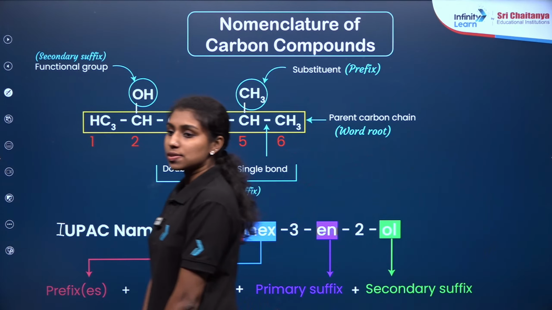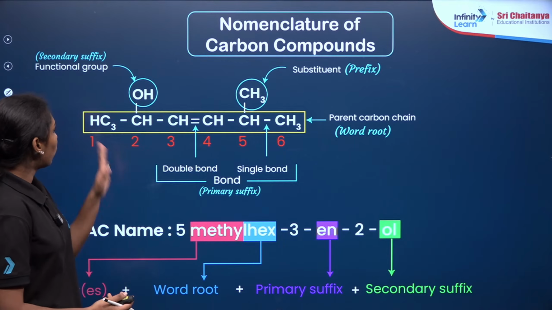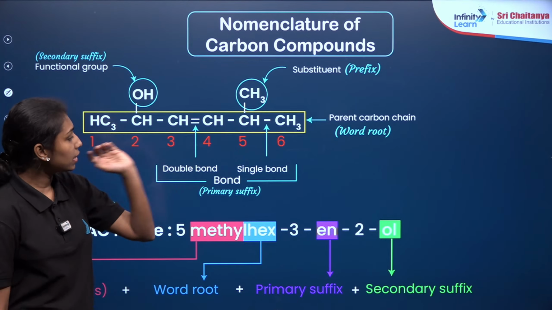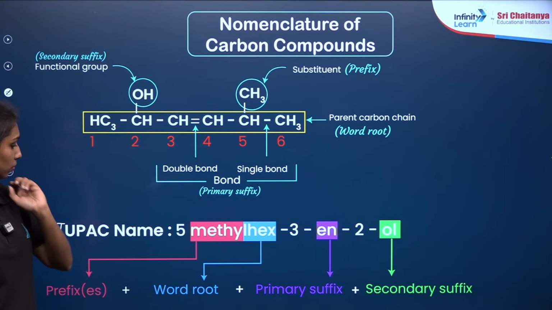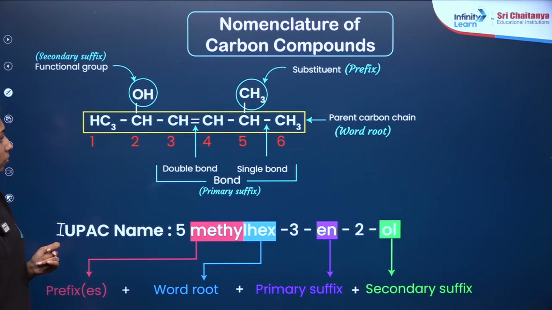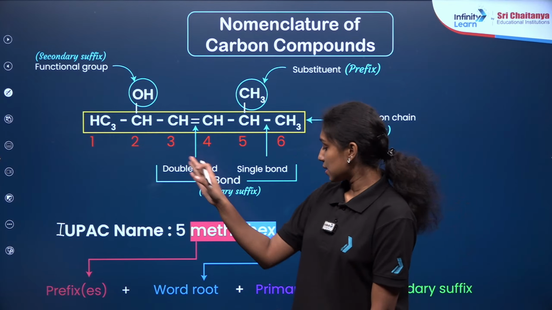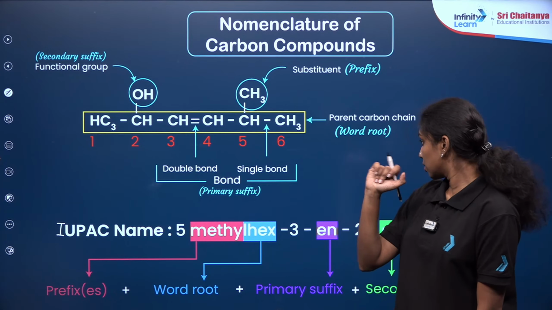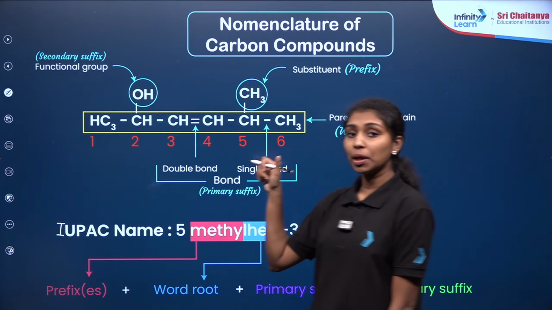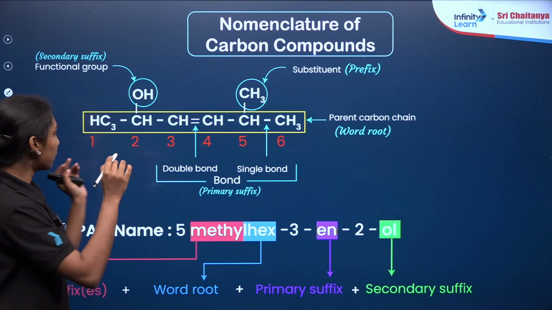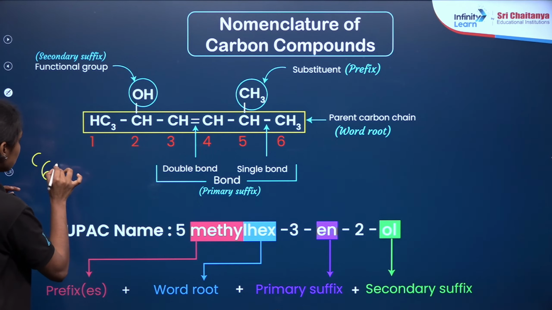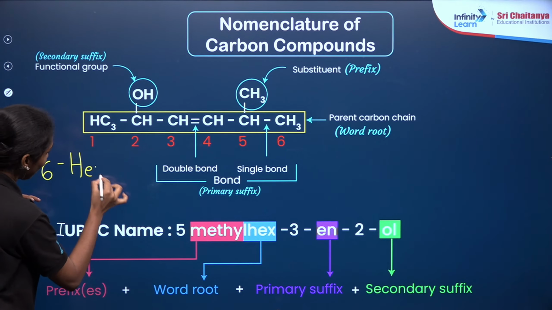First step, find out the longest chain. 1, 2, 3, 4, 5, 6, right? So this is a 6 carbon compound. What will be our root word? C6 means the root word is hex, right? Root word we have given.